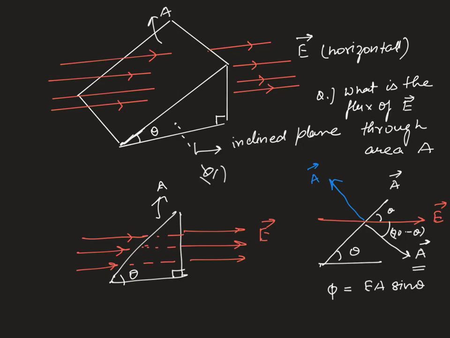And if you take your area vector as this one, the angle between them, you can see this angle is 90 degrees. So the angle between them would be 90 plus theta, and the flux would be phi equals E into A into cos(90 plus theta). That would be minus sin theta, and the flux becomes negative.